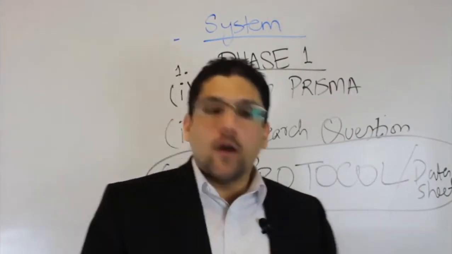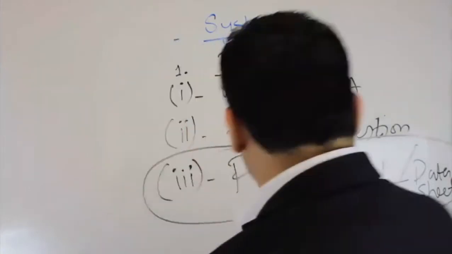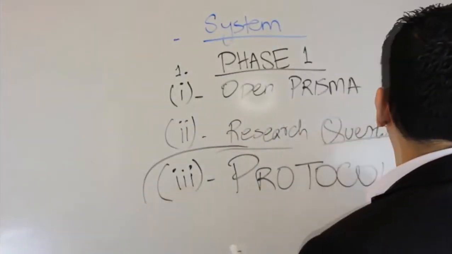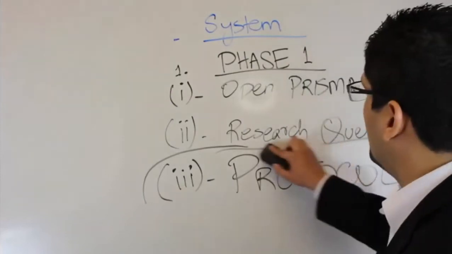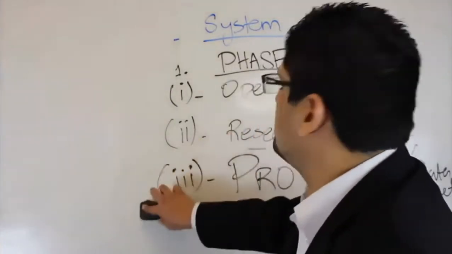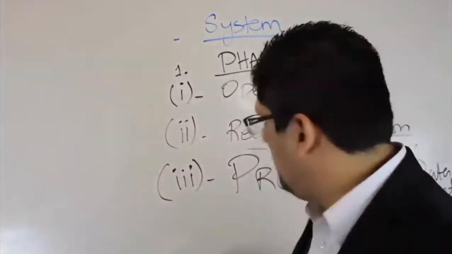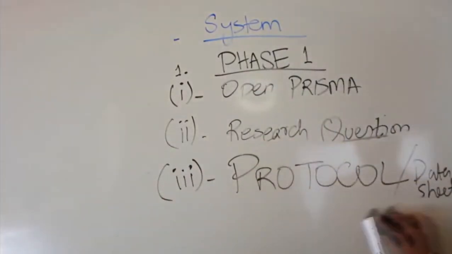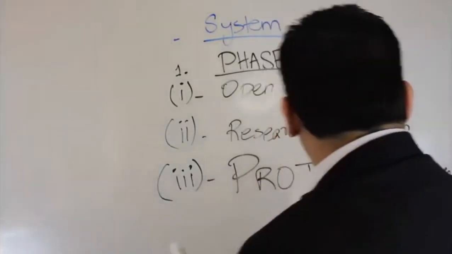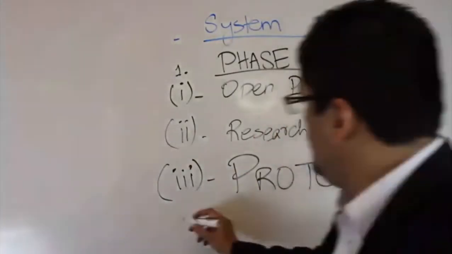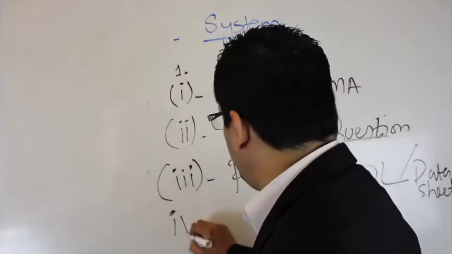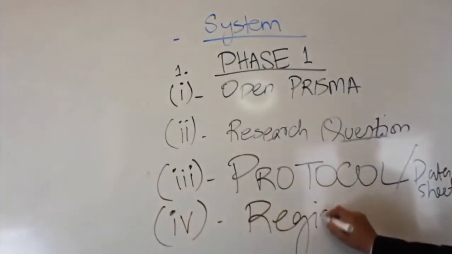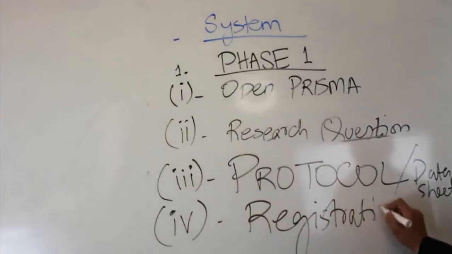And what else is the proposal needed for? Anyone has an idea? Oh, sorry, protocol. What is protocol needed for? Protocol is needed for the fourth step, that is registration of your systematic review.